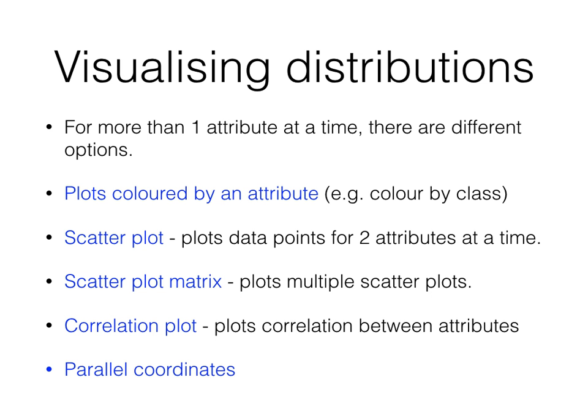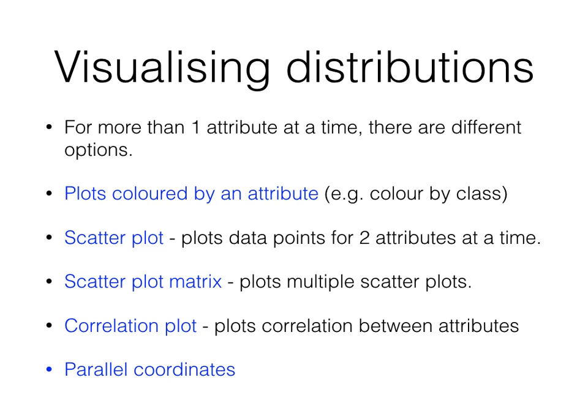So let's look now at visualizing distributions, so looking at more than one attribute at the same time. We're going to go through several possibilities. The first one is not strictly showing more than one attribute at a time, but it's a way of sort of doing that. What we're going to do is color by class.